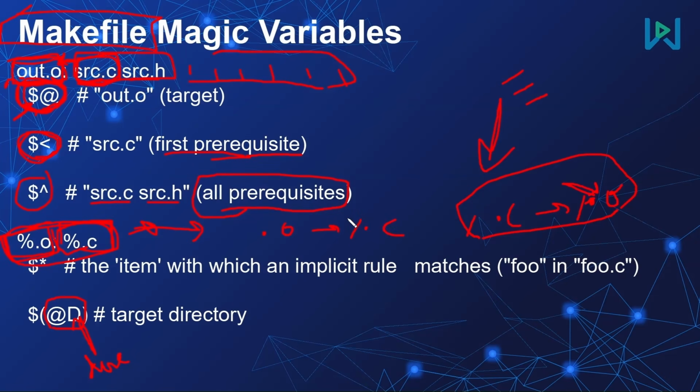And this can be done via this percentage sign or syntax. So here we are matching the name of the output object with the name of the input source. And hence, this can be generic for all of those Makefile rules that try to compile different sources of our embedded system project.